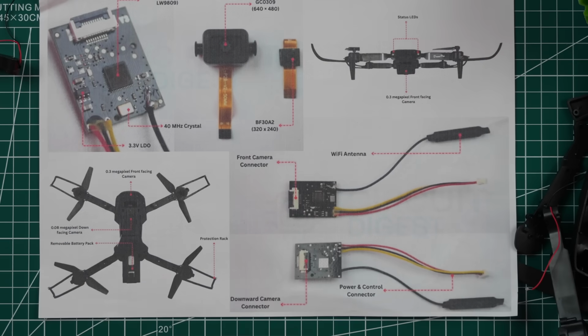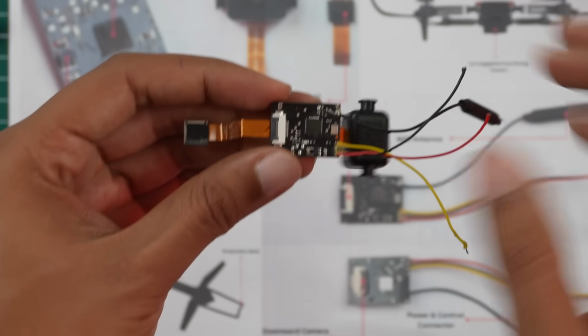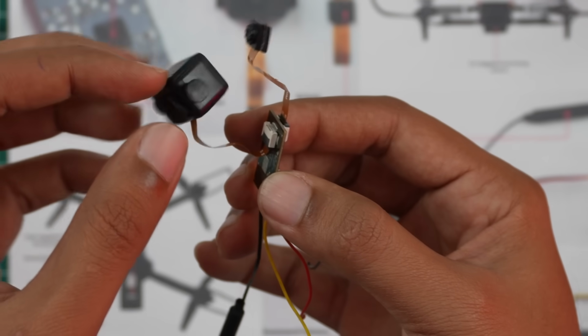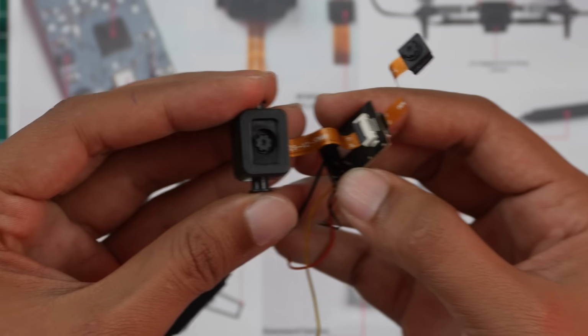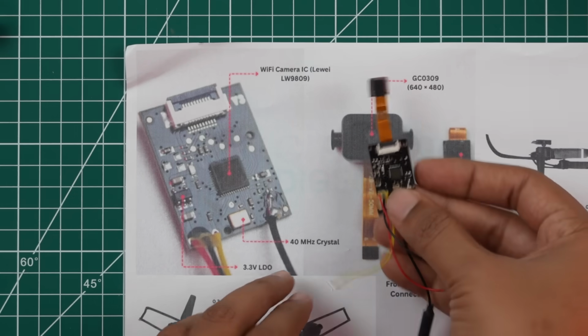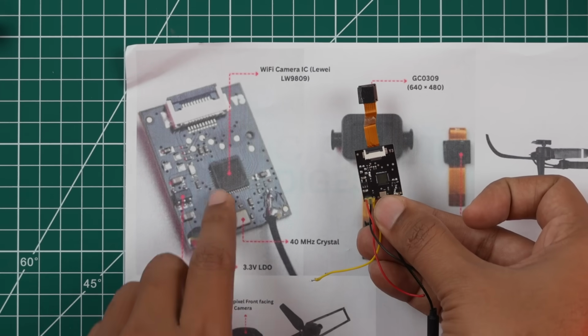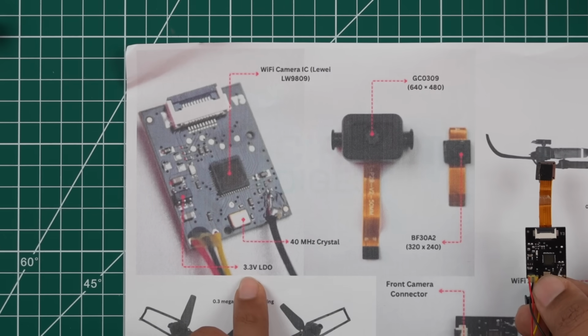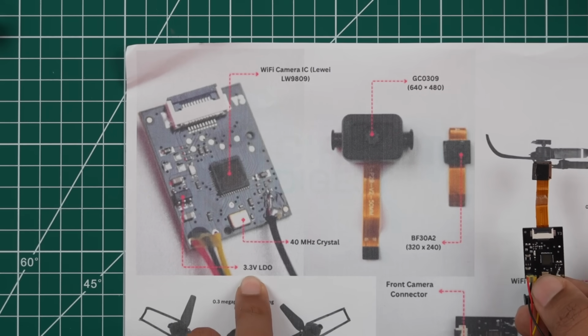Now this is the module which actually gets the job done. This single module is capable of handling two cameras. You can see the front camera over here and the back camera mounted on the other side. There is just one IC on top of the board and one crystal oscillator, which is a 40 megahertz crystal oscillator, and of course a 3.3 volt voltage regulator.